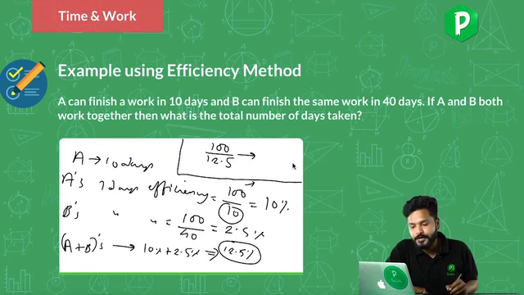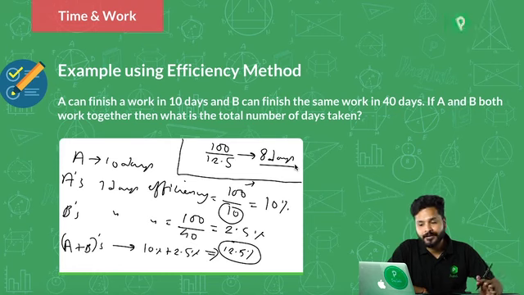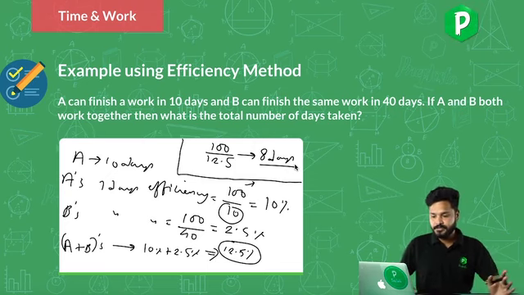So 100 upon 12.5 is again 8 days. So that's what we have from the fraction method and the efficiency method. It depends on the data given in the question whether you use the fraction method or the efficiency method. But I would personally suggest you use the efficiency method because it is less time taking and the chances of error will be lesser in such cases.